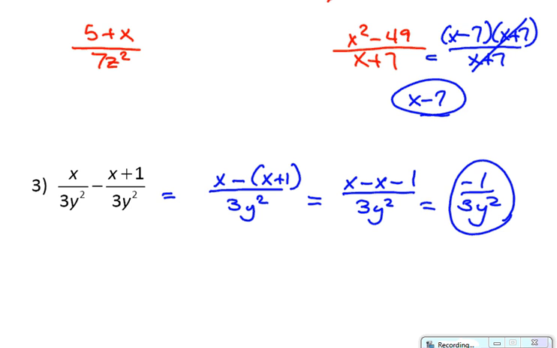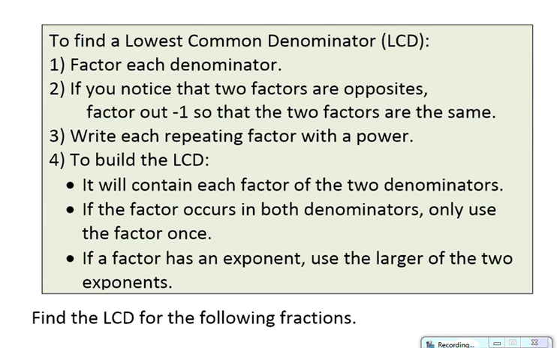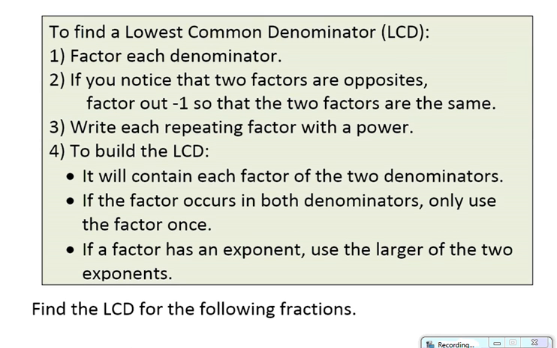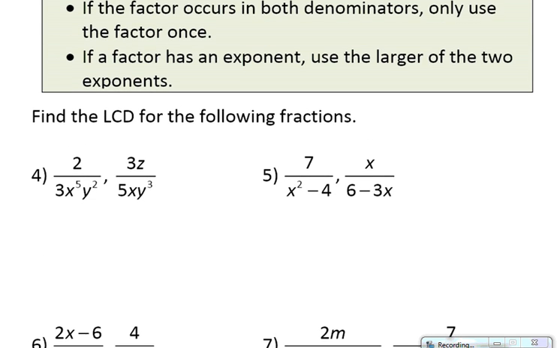So on the next page, we'll talk about finding a common denominator. So you know, working with fractions, if they don't have the same denominator, then the first thing that we have to do is find a denominator that you can make common to both of them. And there are some steps listed here that you can take. If two factors are opposites, factor out a negative 1 so that the two factors are the same. And I'll step through these one by one with you as we go.